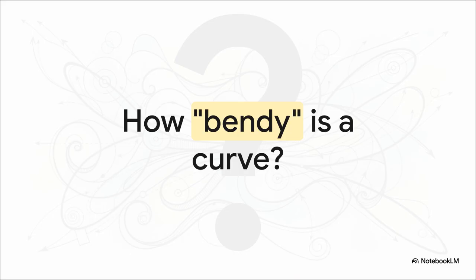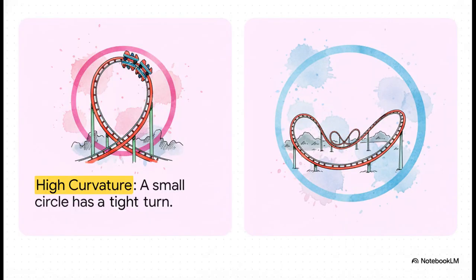How bendy is a curve? I mean, we all intuitively know the difference between a long, straight highway and a hairpin turn on a mountain road, right? One has basically no bend, and the other has a really, really tight one. The question is, how do we actually measure that mathematically? And this visualization just nails that idea.